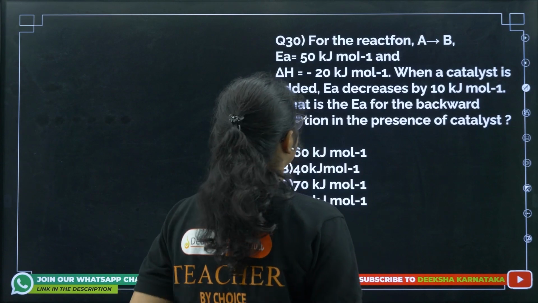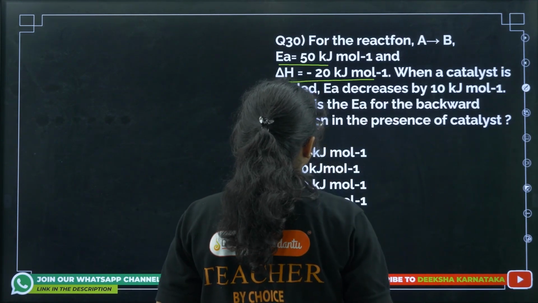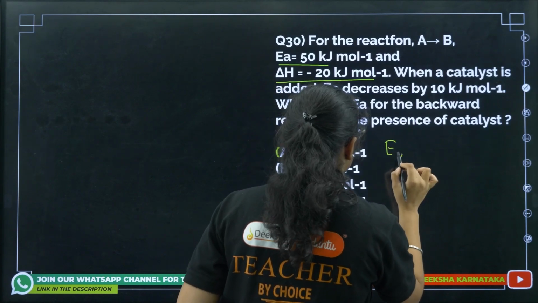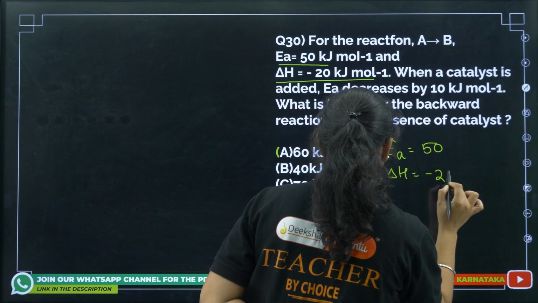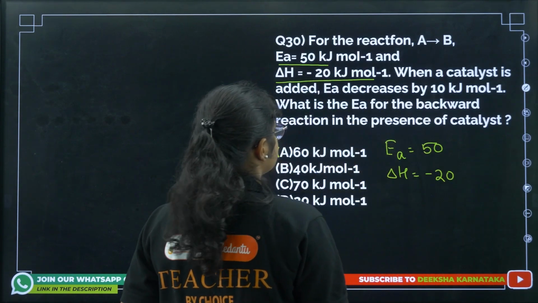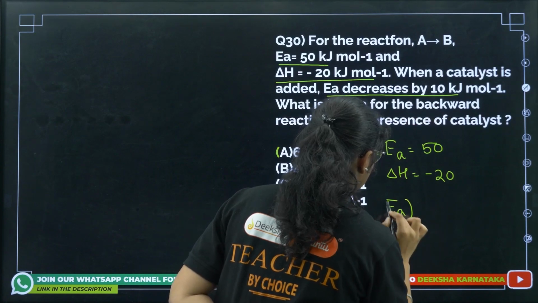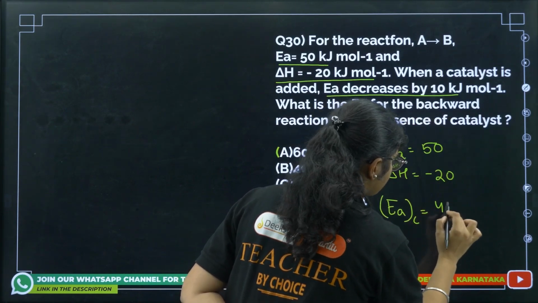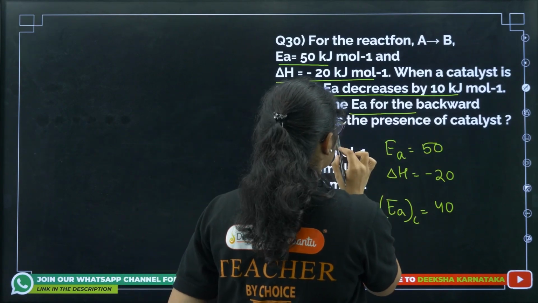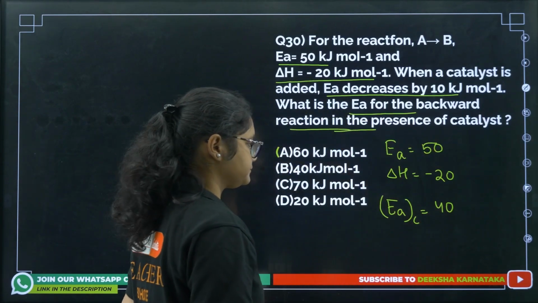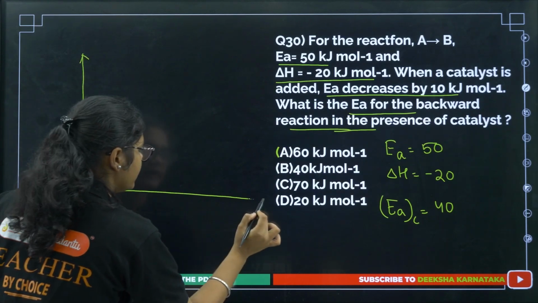For the reaction A to B, the activation energy is 50 kilojoule per mole and delta H is minus 20 kilojoule per mole. So we have Ea is 50, and delta H is minus 20. When a catalyst is added, the Ea decreases by 10 kilojoule. So I can write Ea in presence of catalyst is 50 minus 10, that is 40. Then what is the Ea for the backward reaction?